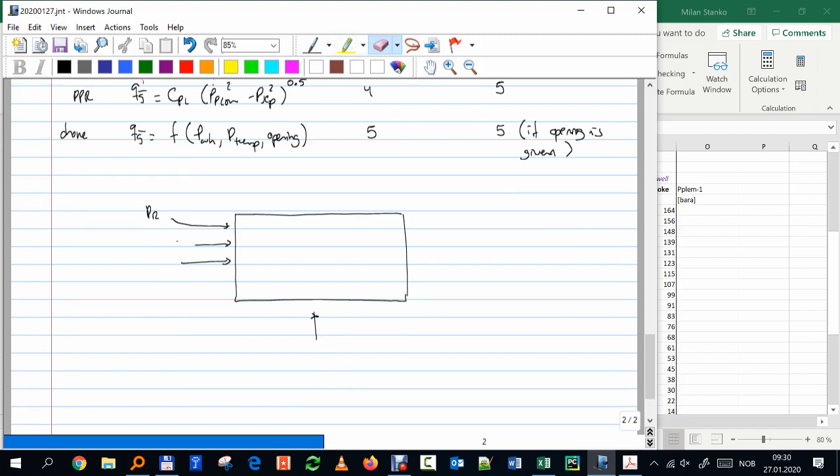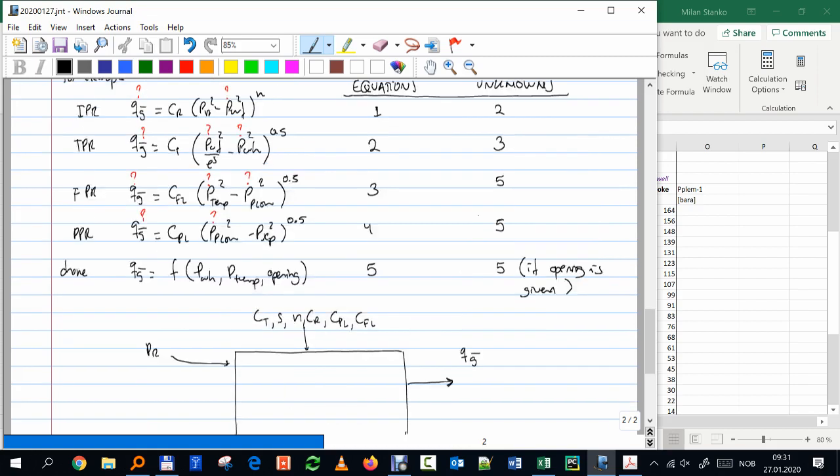Okay, so let me erase that. We only have pressure, choke opening, and here we have the system parameters, which are CT, S, NCR. We have C, PL, CFL. We have all of these system parameters that I'm supposed to know beforehand. And at the end, what do I find? First I find the rate, which is what I'm really looking for. And this is of the well, right? This is of the well.